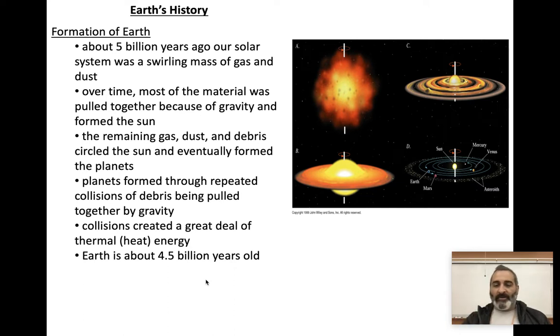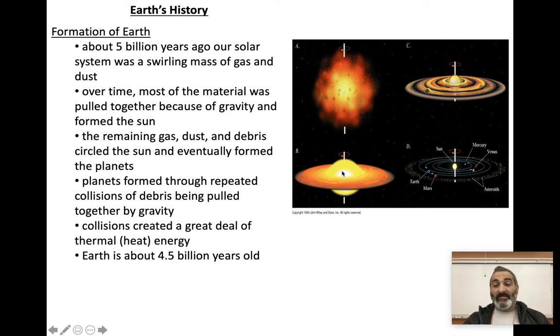So, the history of the Earth. What happened? At one point, the Earth was basically not really Earth yet. It was part of this giant mass of material, swirling around, a mass of gas and dust. We weren't Earth quite yet. We weren't planets yet. The sun hadn't completely formed. Over time, it started getting pulled together because of gravity, and you began forming what was the sun.